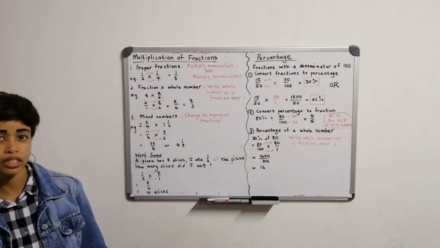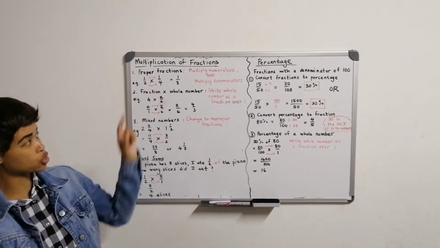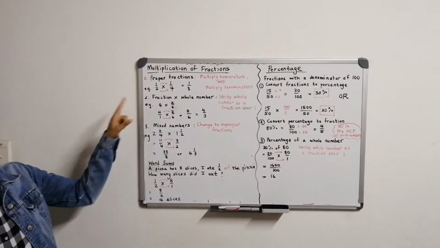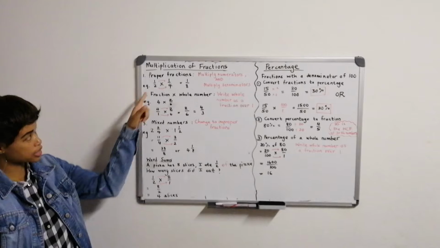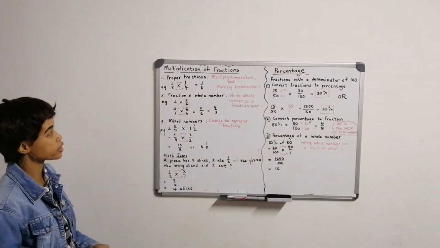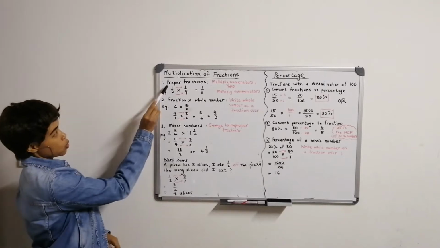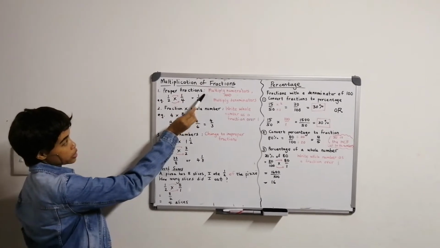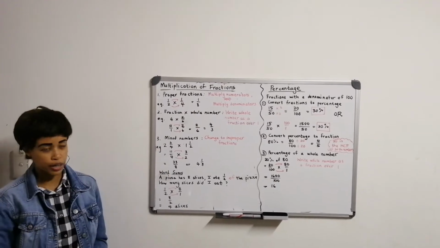Now, in today's lesson, I will recap multiplication of fractions as well as percentage. So, if you have proper fractions, as I do in the example, you need to multiply the numerators and multiply the denominators. So, 1 times 1, which gives you 1, and 2 times 4, which gives you 8. Final answer of 1 over 8.